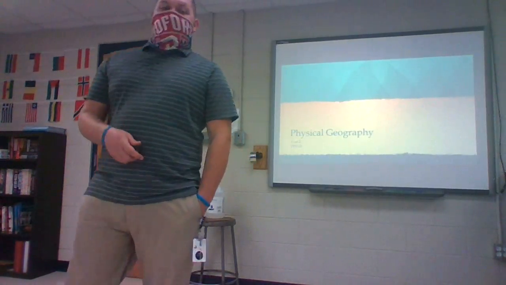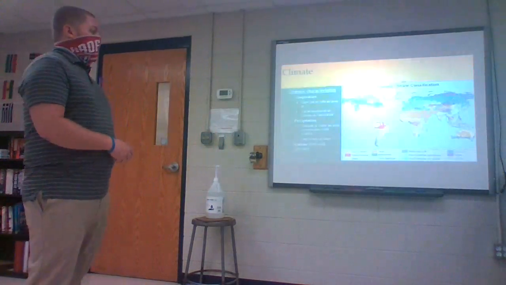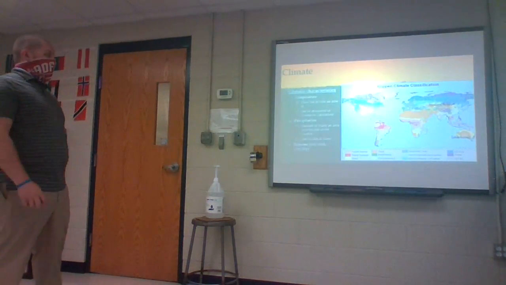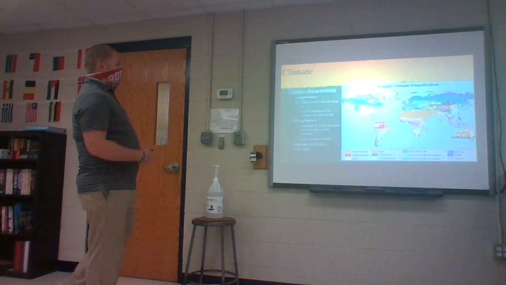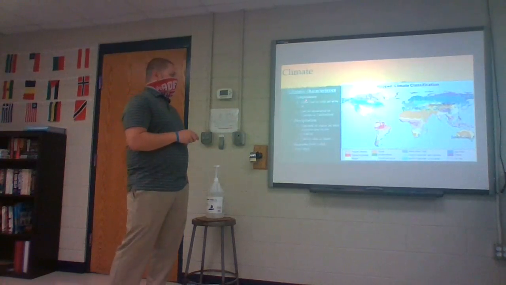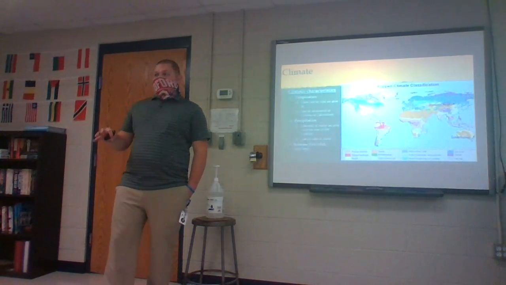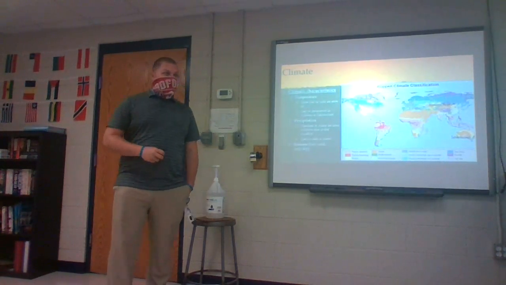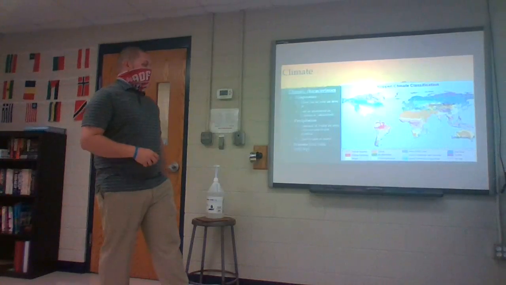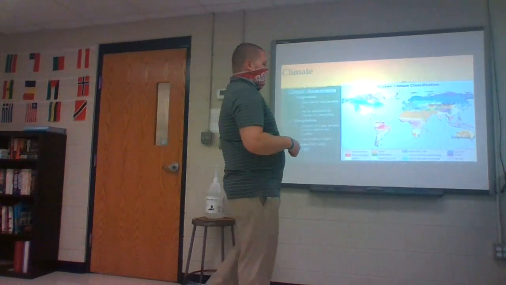Okay. Unit 2, Physical Geography. So with climate, there are three main characteristics of climate. You've got temperature, super easy: how hot or cold an area is. Okay? It's either measured in Celsius or Fahrenheit.